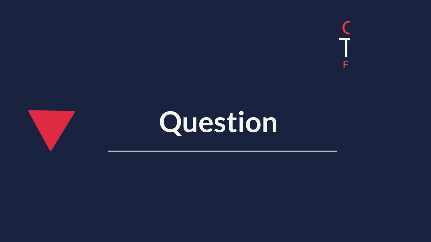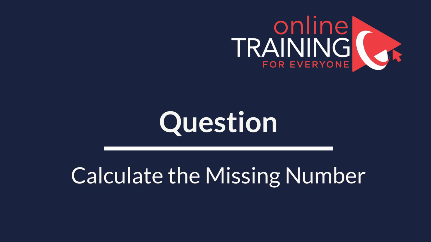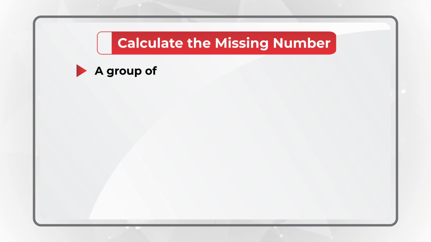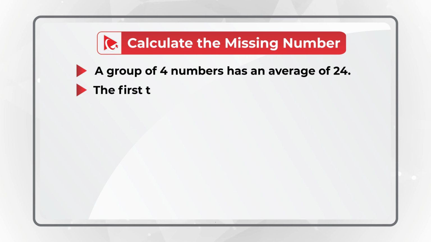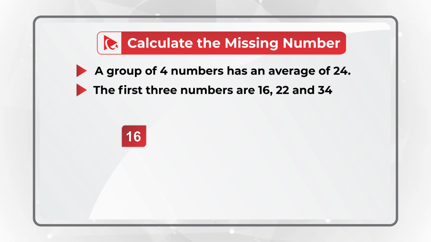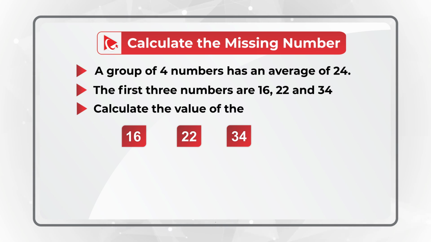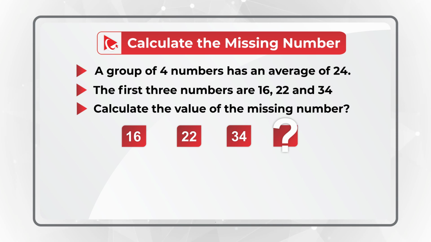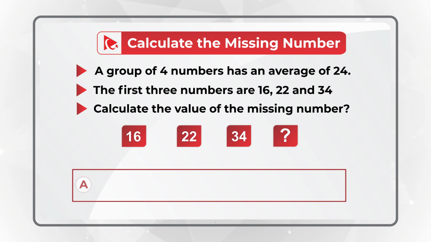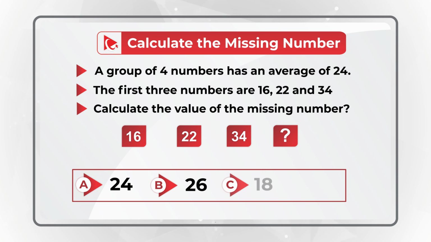Here's one of my favorite questions where you need to do mental math calculations. You're presented with a group of 4 numbers. And this group has an average of 24. The first 3 numbers are 16, 22, and 34. You need to calculate the value of the missing number, which is represented as the question mark. And you have 4 different choices. Choice A, 24. Choice B, 26. Choice C, 18. And choice D, 21.